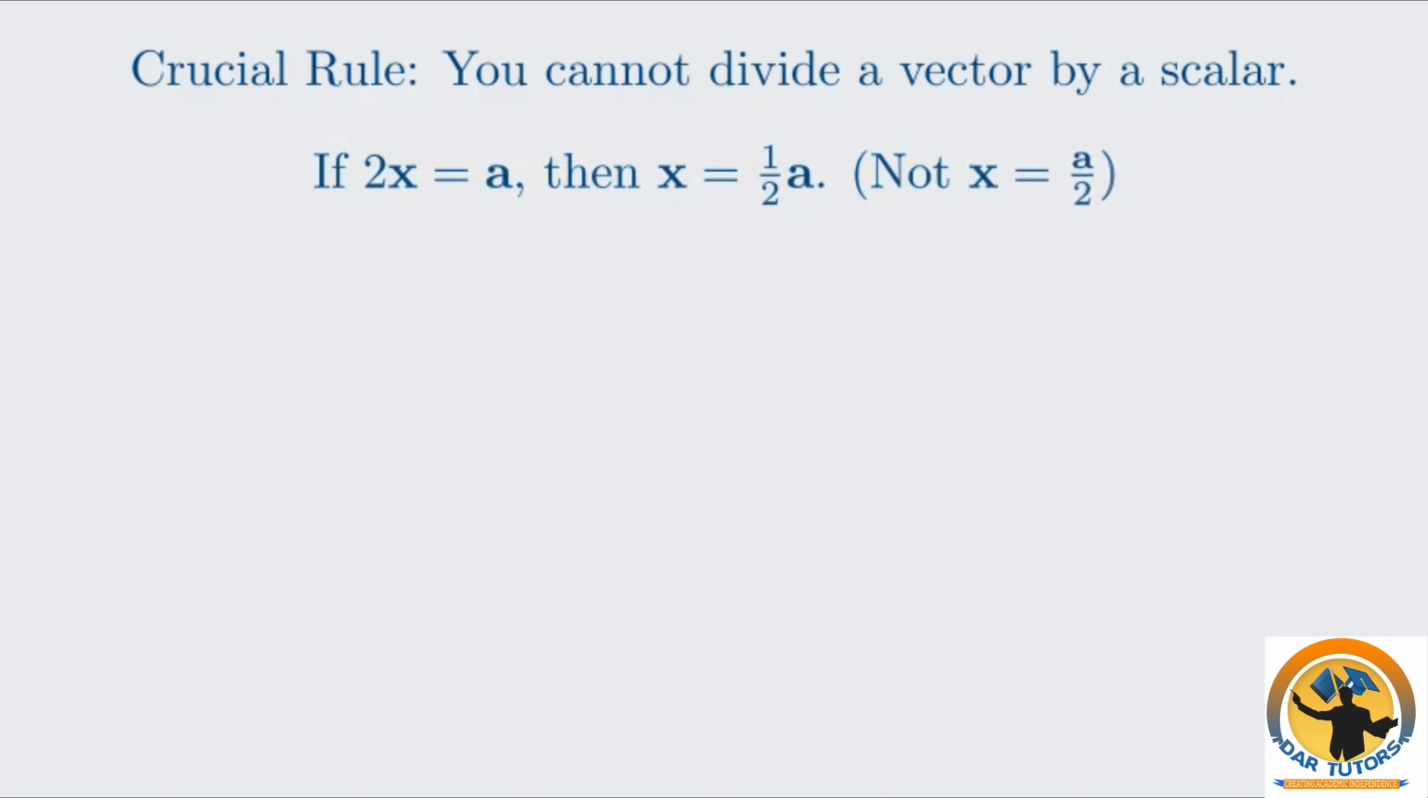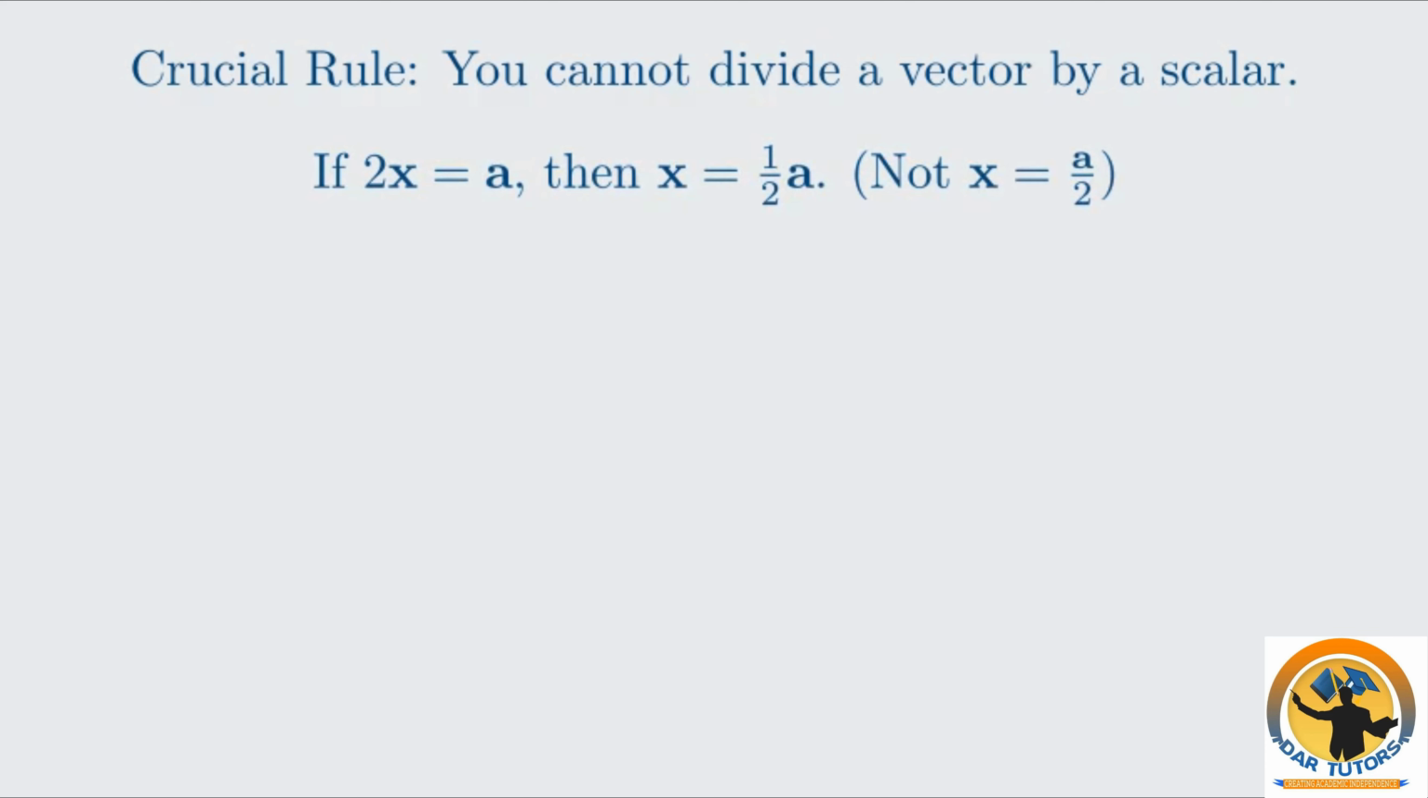Instead, we multiply by the reciprocal scalar. For example, if we have 2x equals a, we don't write x equals a over 2. Instead, we multiply both sides by the reciprocal of 2, which is 1/2. This gives us x equals 1/2 a.